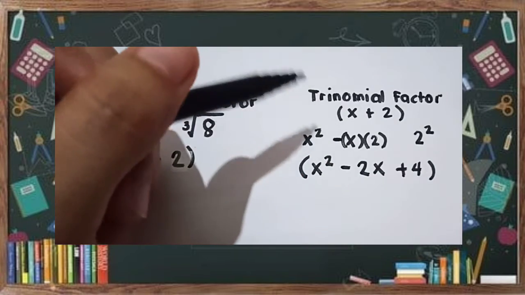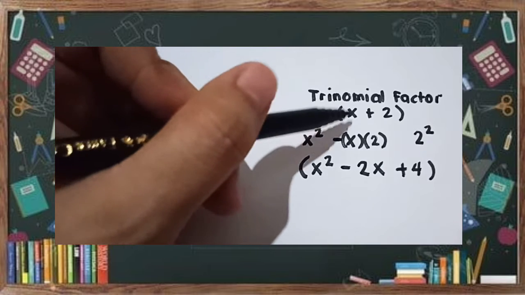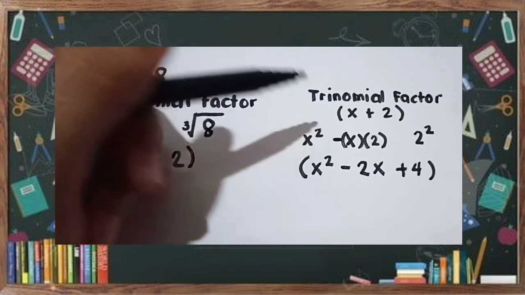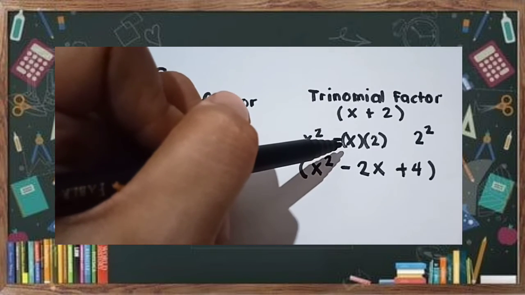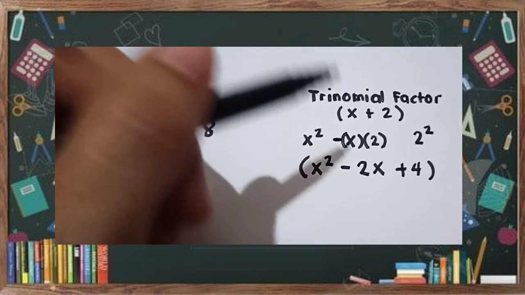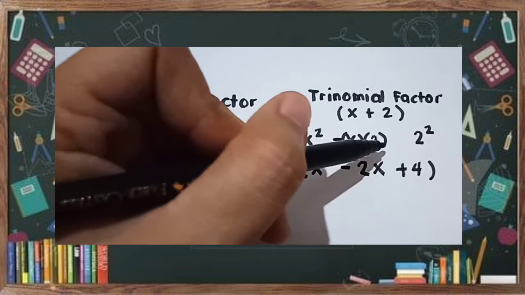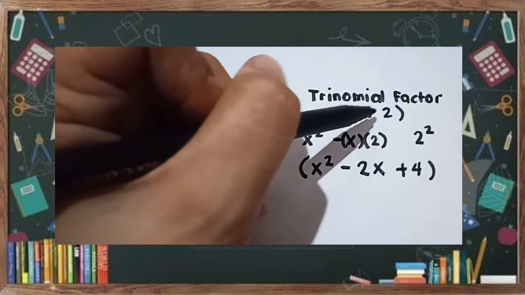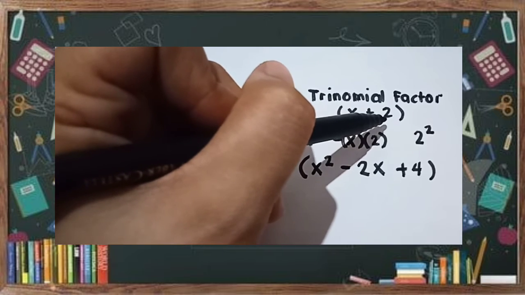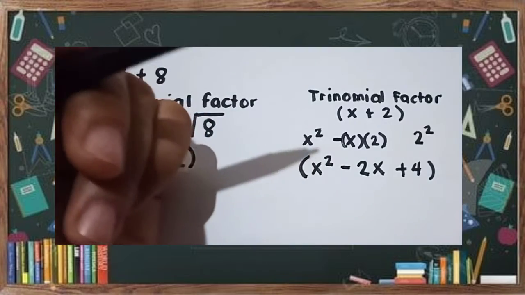Ang unang gagawin ay i-square natin yung first term dun sa ating binomial factor. So, kaya meron tayong x squared. Sumunod, i-minus natin yung product ng first term at second term. Kaya mayroon tayo ditong x times 2. Then, i-square natin yung second term dun sa ating binomial factor na 2. Kaya mayroon tayong 2 squared.